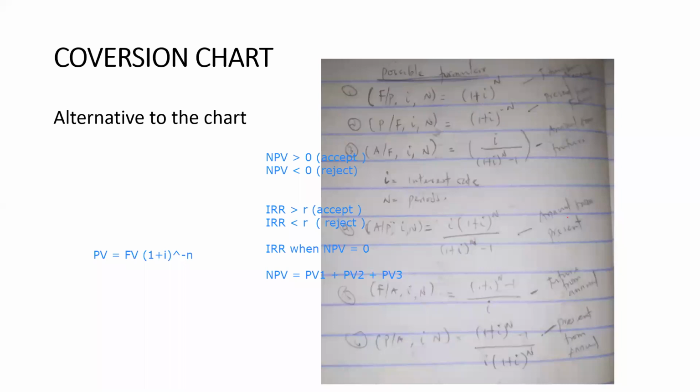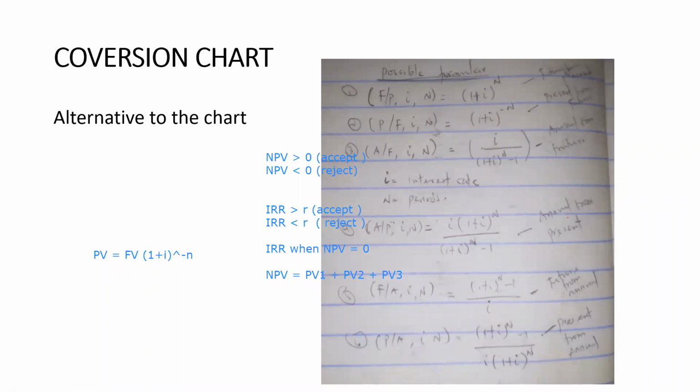And that is using the formula we have here, this second line, P/F, I, N. It means I'm converting future value to present value. Okay. So I'm going to add up all those present values every year. Then I'll get a resulting net value, and that is the net present value. So if the net present value is greater than zero, you accept the project. But if it is less than zero, you reject the project.